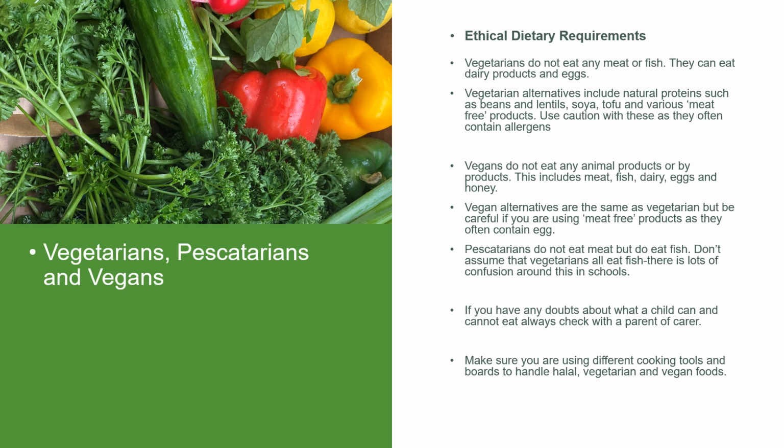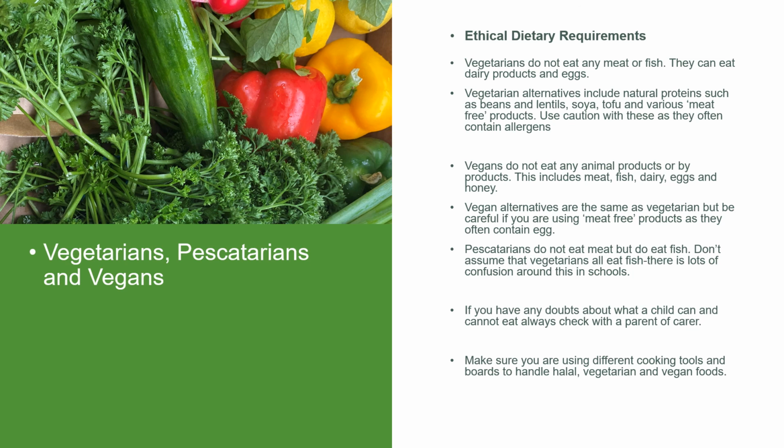Vegans don't eat any animal products at all. This includes meat, fish, dairy, eggs, and often honey. Vegan alternatives can be the same as vegetarian alternatives, but be aware that many meat-free products do contain egg. Pescatarians do not eat meat, but they do eat fish. Not all vegetarians eat fish, so it's important to establish this before you start cooking with children who said they are vegetarian on a list.